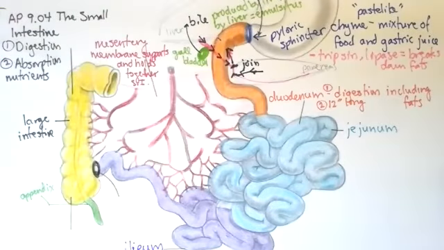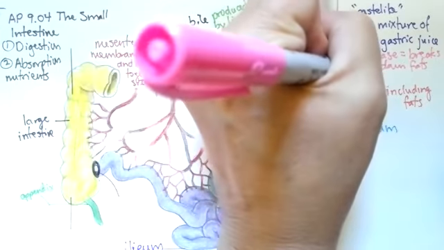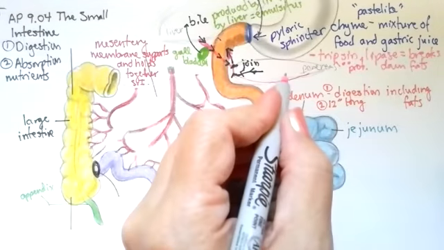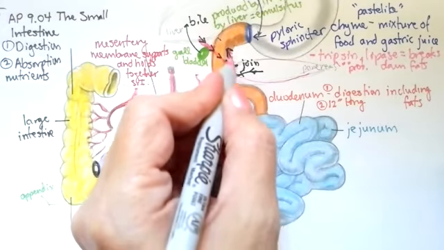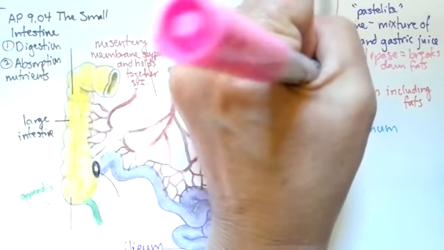And trypsin, is it TRIP or TRYP? It might be TRYP. It breaks down proteins. The other thing that the pancreas sends into the duodenum is sodium bicarbonate.